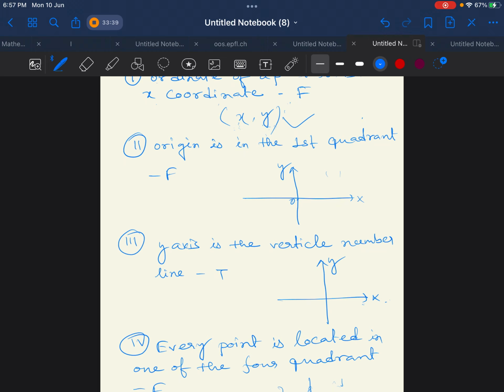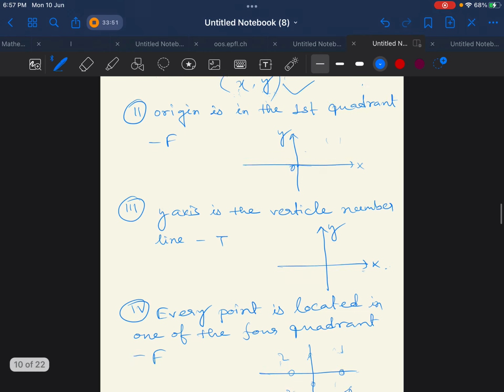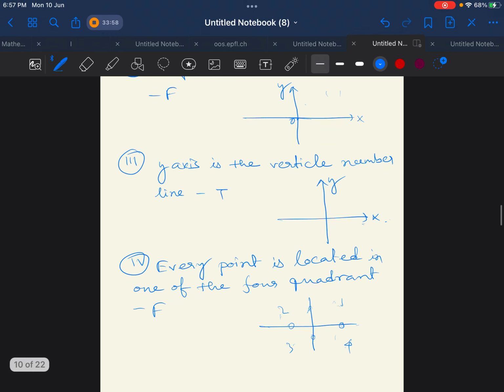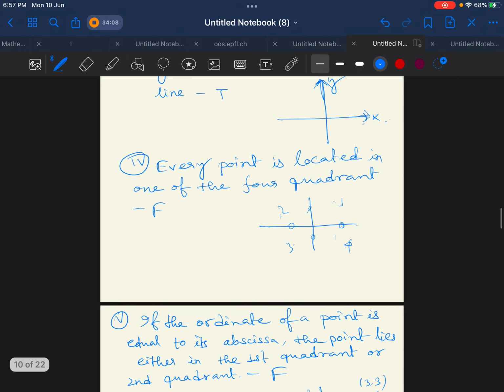Origin is in the first quadrant. No, origin is the intersecting point of the x and y axes. So it is never located in the first quadrant, it is always located at the intersecting point of the x and y axes. So this is false. Third question, y axis is the vertical number line. So y axis is always the vertical number line and x axis is the horizontal number line. So this is true.